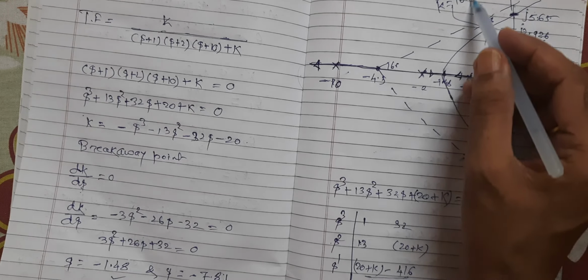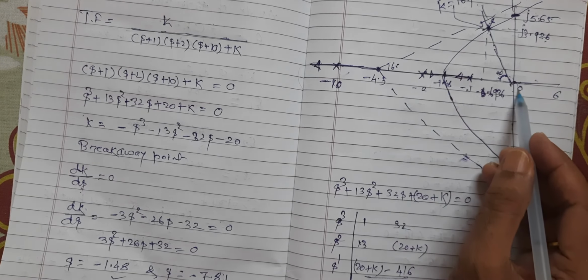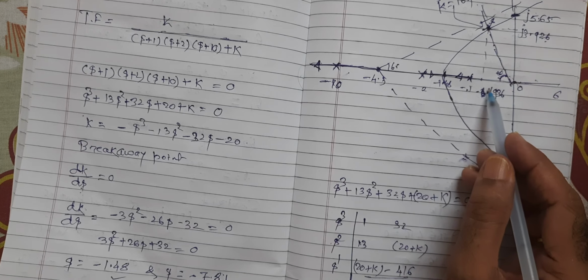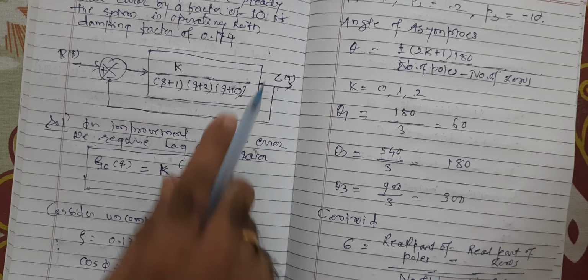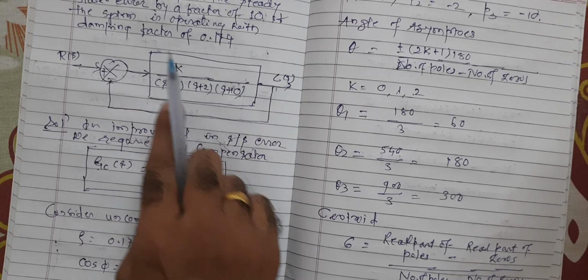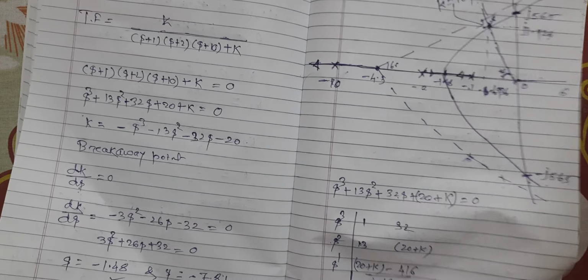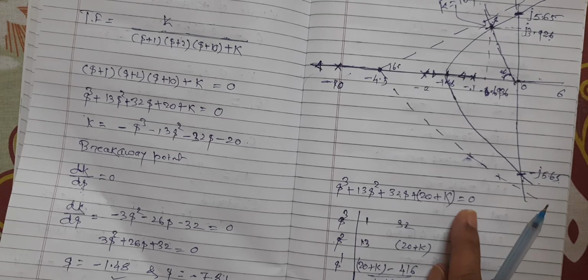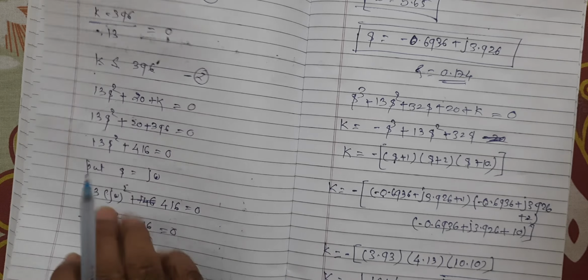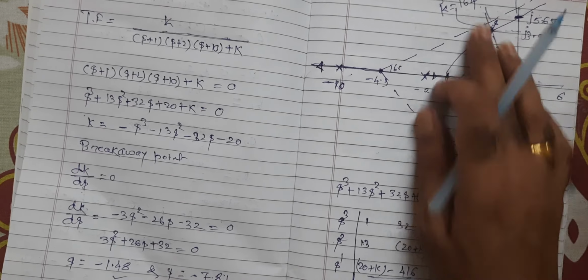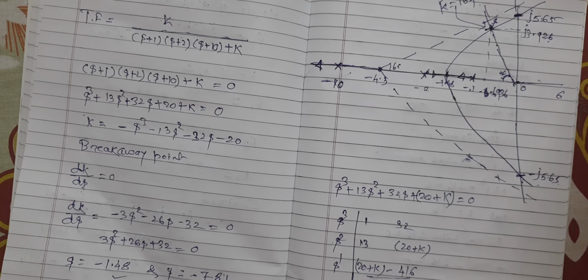Now after that, you have to draw the line at an angle of 180 degrees and then find the coordinates. After finding those coordinates, you put them into this equation and find the value of the k. After finding the value of the k, k is coming here, that is 164. Now after finding the value of the k, you find the steady state error.